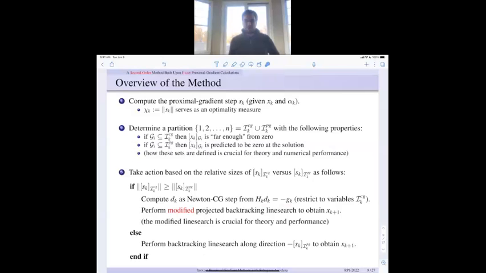Okay. Well, once we do that, we get a step dk. That's the possible step we may take in these variables, right? In these variables that are non-zero.